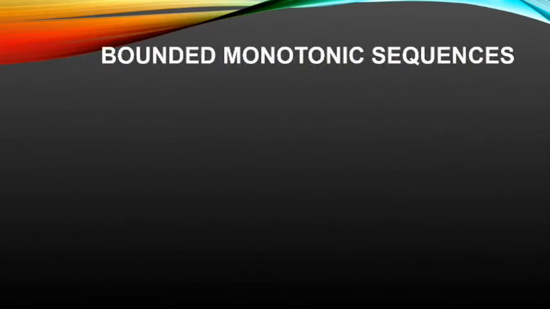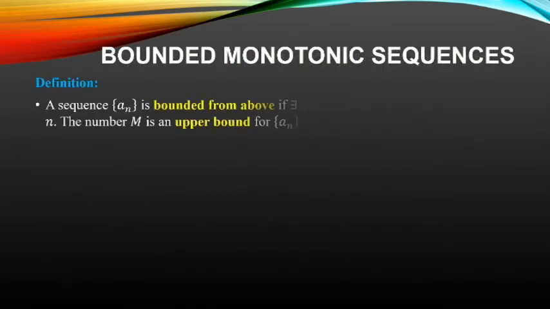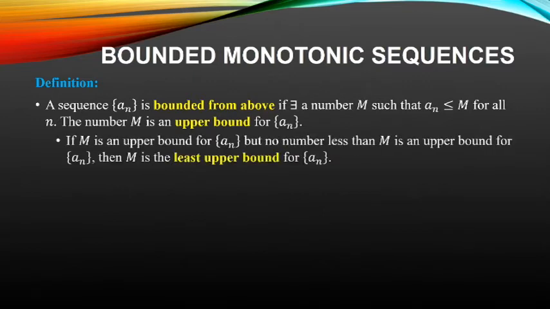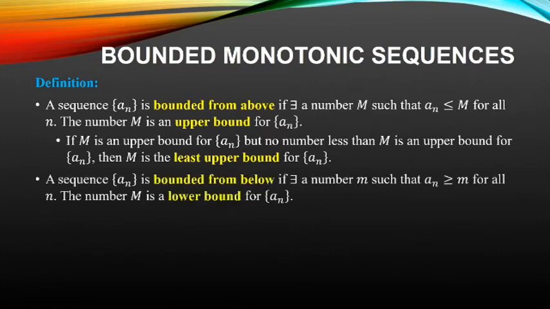Now we have the bounded monotonic sequences. So, definition: a sequence a sub n is bounded from above if there exists a number big M such that a sub n is less than or equal to big M for all n. The number big M is an upper bound for the sequence a sub n. If big M is an upper bound, but no number less than big M is an upper bound for the sequence, then big M is the least upper bound of the sequence.